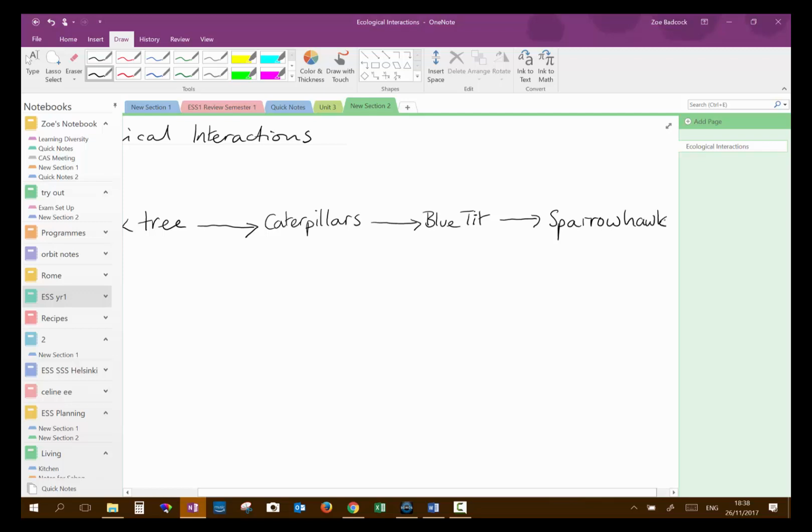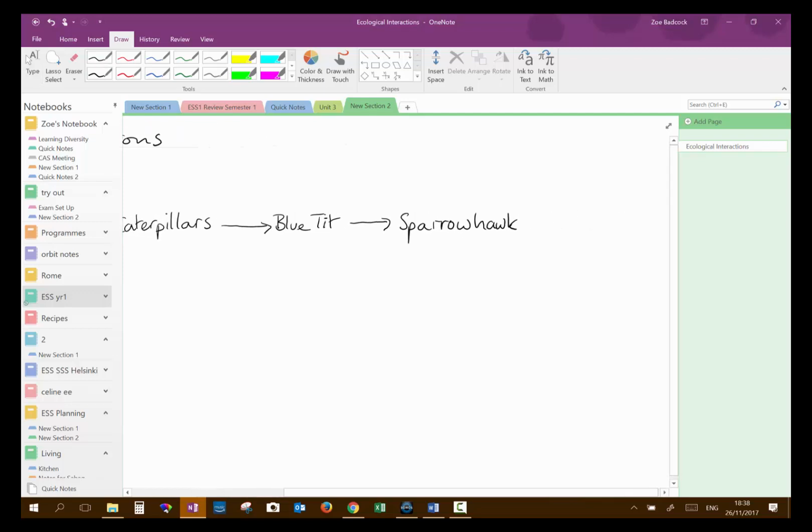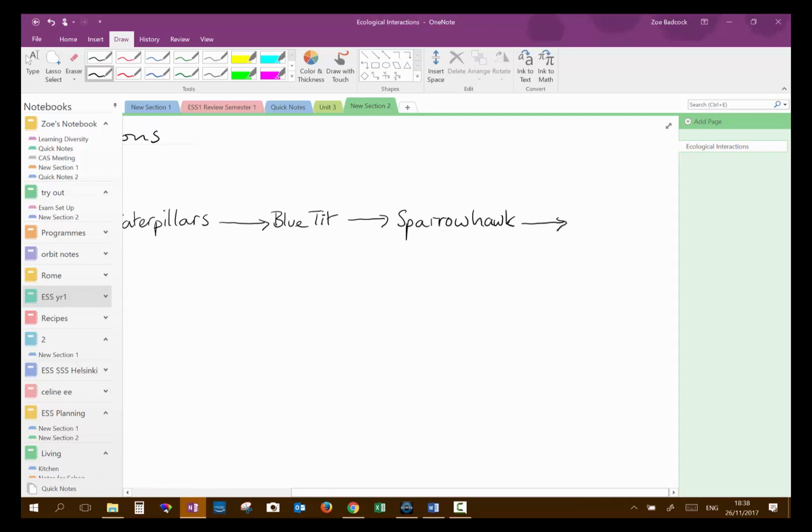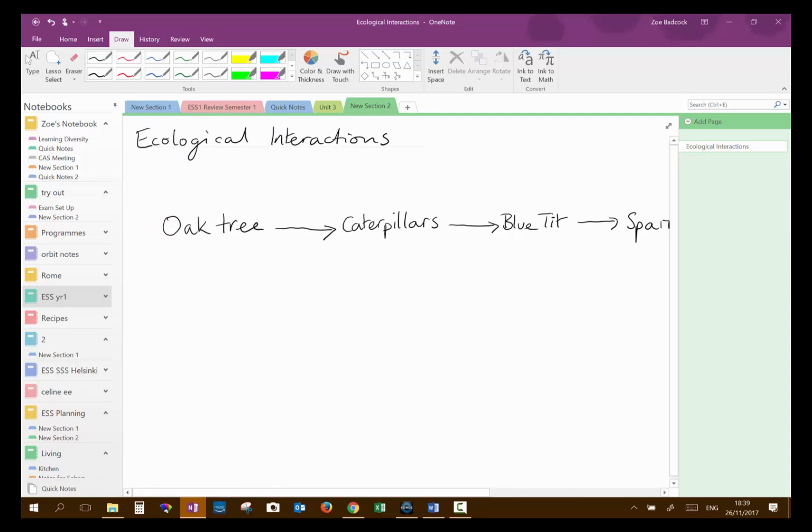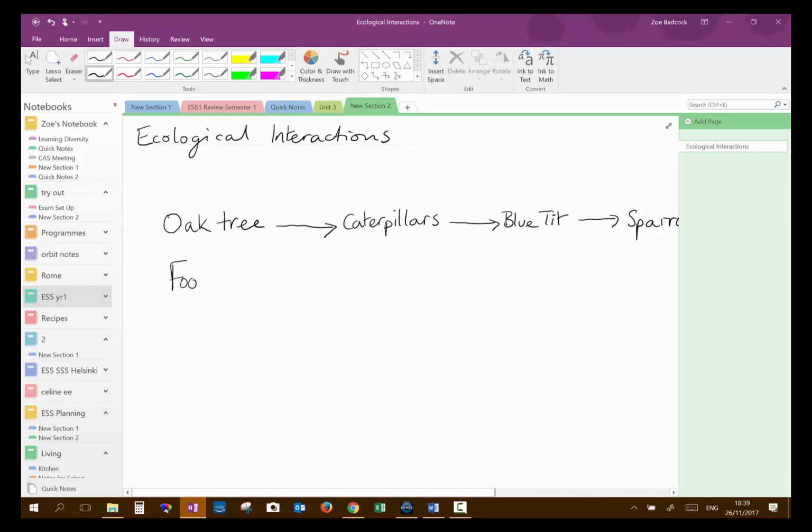A sparrowhawk is a bird of prey that feeds on small birds, and then on that sparrowhawk, unfortunately it's got some bird lice. Okay, and the bird lice are parasites that are feeding on that sparrowhawk. So this is a food chain, and that food chain represents a flow of energy. So these arrows here represent flows, or maybe we should say transfers, of energy.